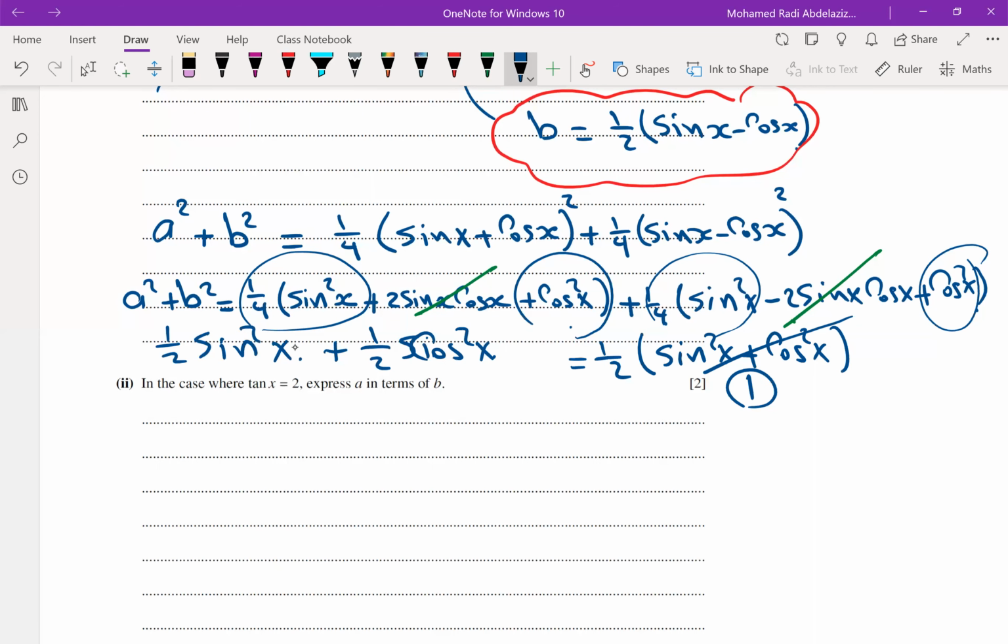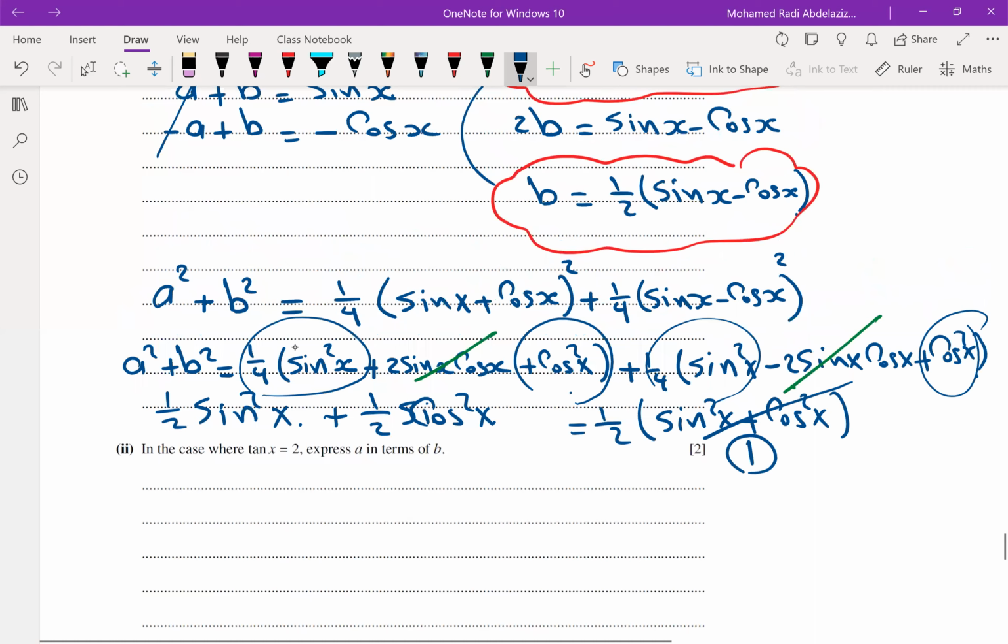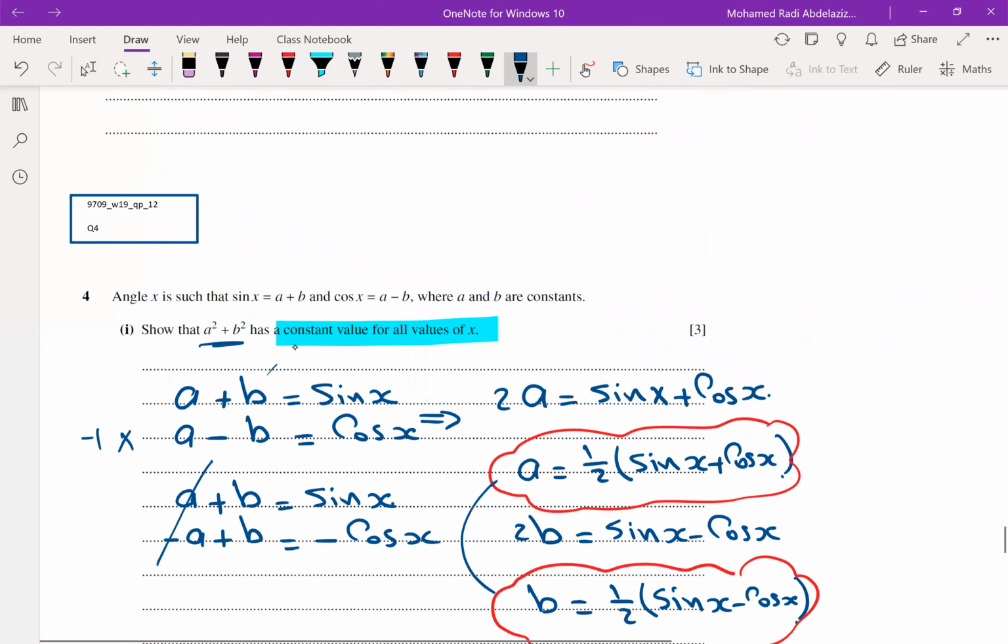1. So the final answer is half. Now, we proved that a squared plus b squared is equal to half. This means what? A constant value that does not depend on the values of x, whatever x, 30, 45, 60, or any angle, you will get a squared plus b squared is constant, which is equal to half. That's it.